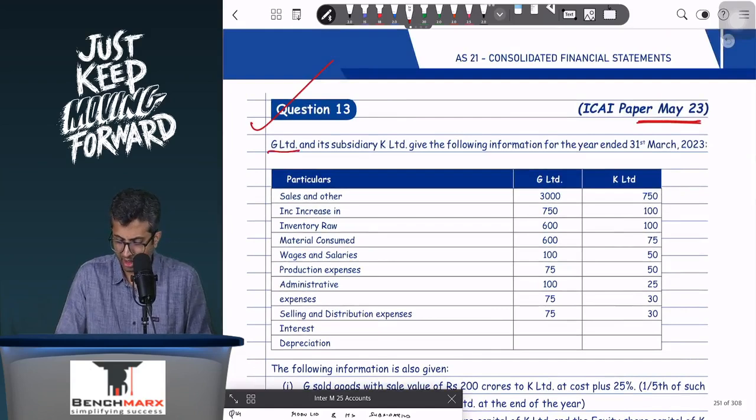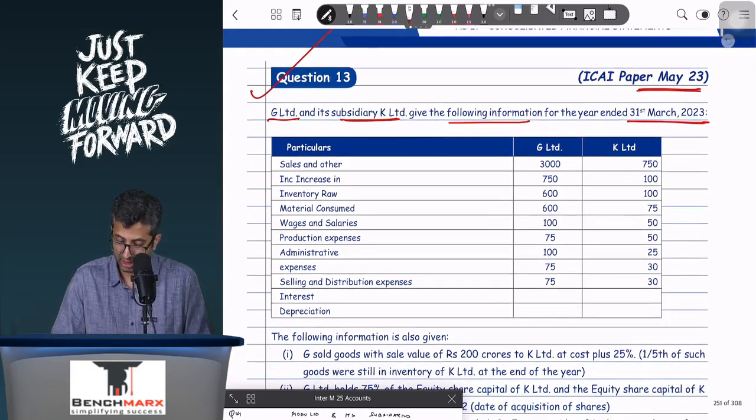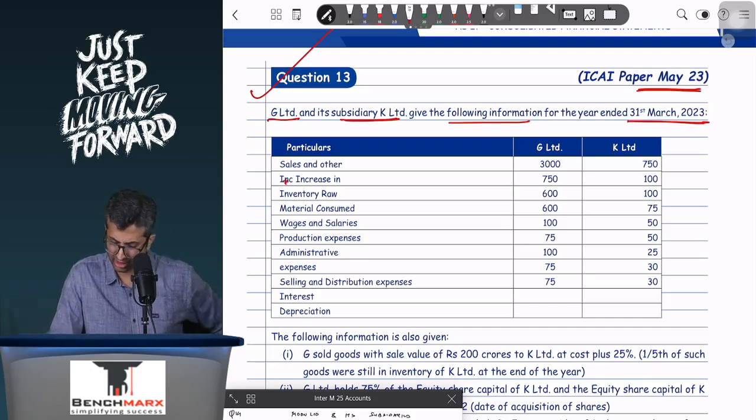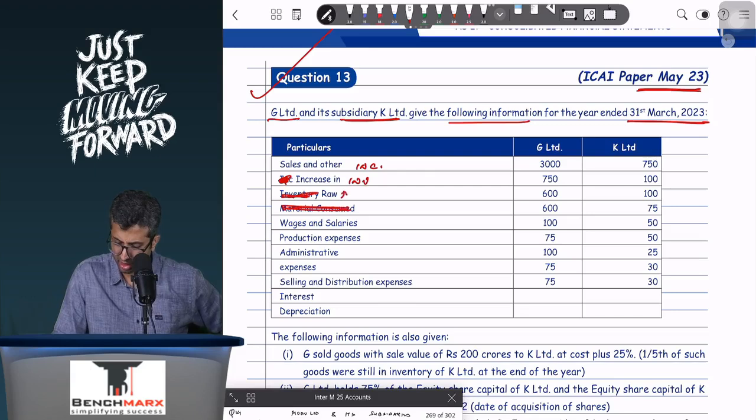Now G Limited and its subsidiary K give the following information for the year ended 31st March 2023. Sales and other income. Over here you'll probably have to realign the numbers. I think this is not properly given. So this is sales and other income, increase in inventory, raw materials consumed.